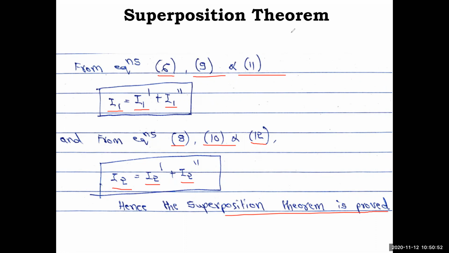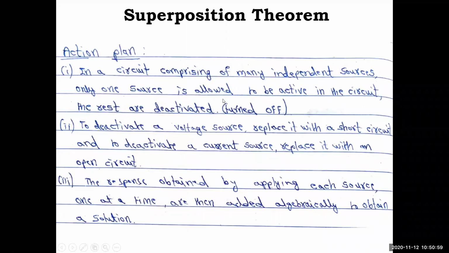Now we will see the action plan to follow when you are doing the problem. In a circuit comprising many independent sources, only one source is allowed to be active in the circuit. The rest are deactivated, as we have shown in the proof. To deactivate a voltage source, replace it with a short circuit, and to deactivate a current source, replace it with an open circuit. In this example we have seen a voltage source. We will see a current source in the problems, where it will be open circuited.